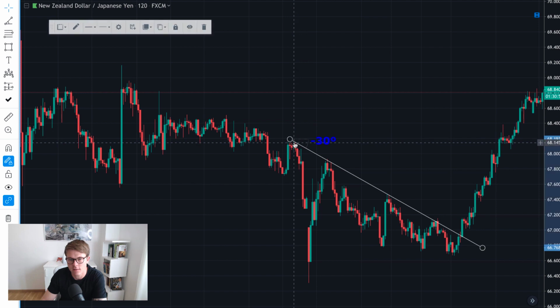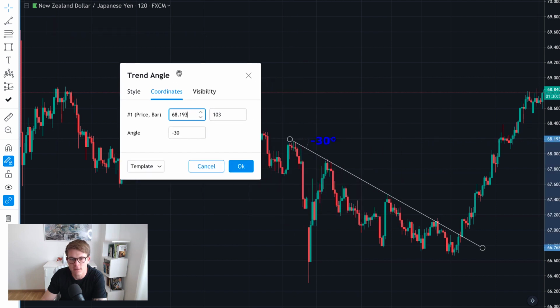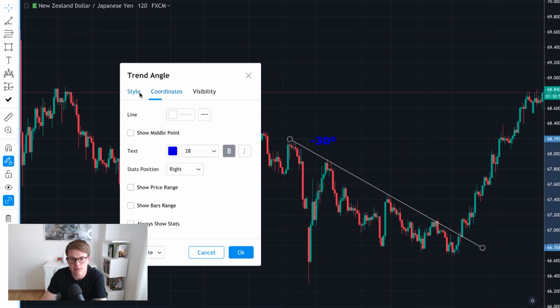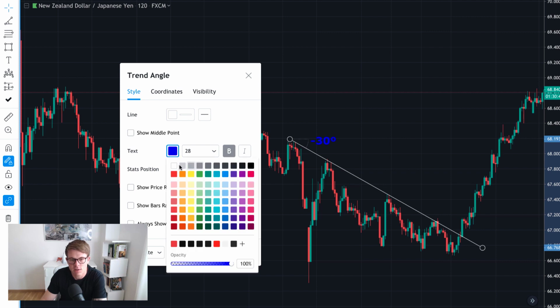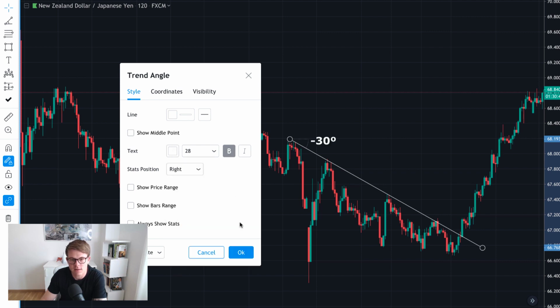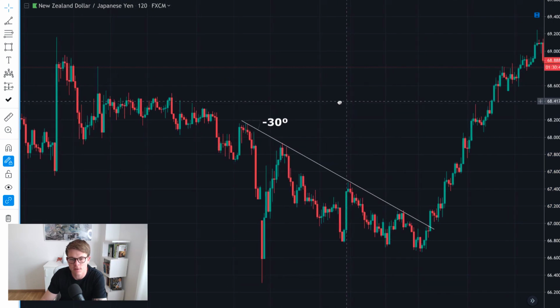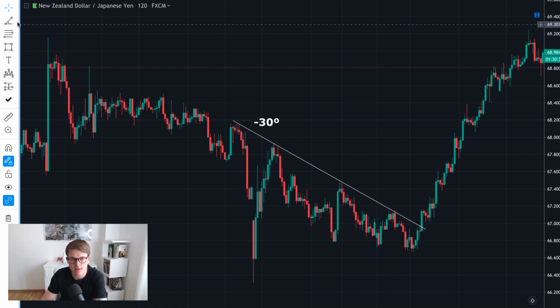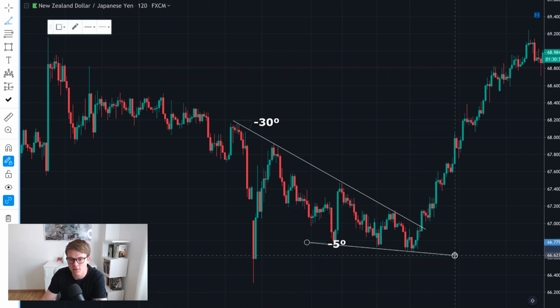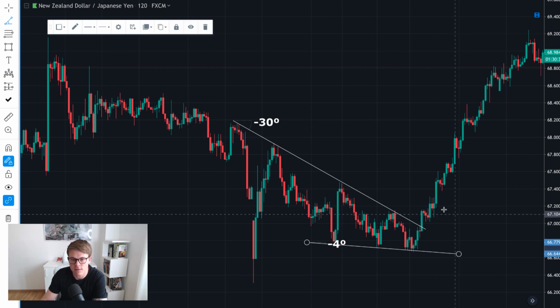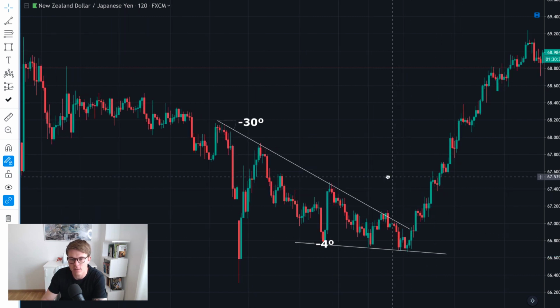Okay, and then here, when you double click on this trend line, you can open the setting box, and in styles you can change the text color, the size, and you have many options here. And then you can see, okay, this is a 30 degree trend line. Then we can draw another one, maybe at the bottom, so you can see very shallow. And now again we have constructed our wedge triangle pattern.